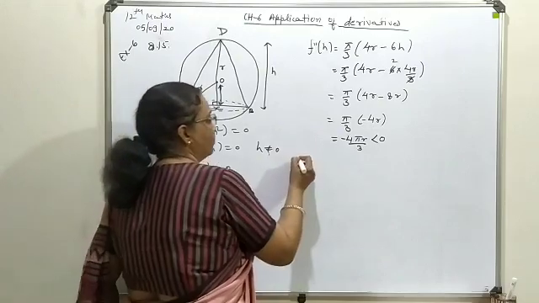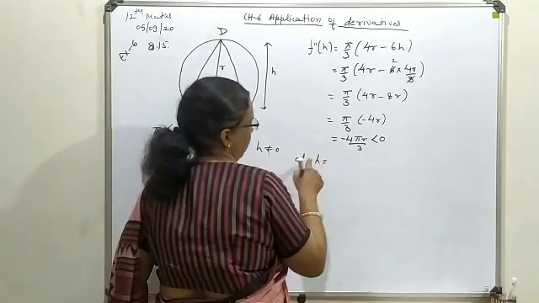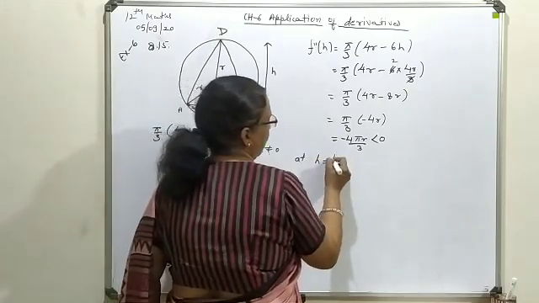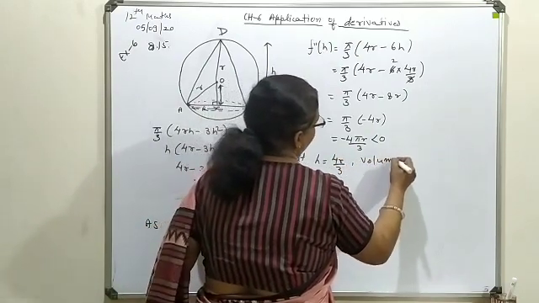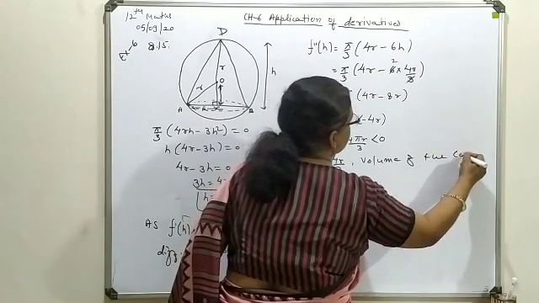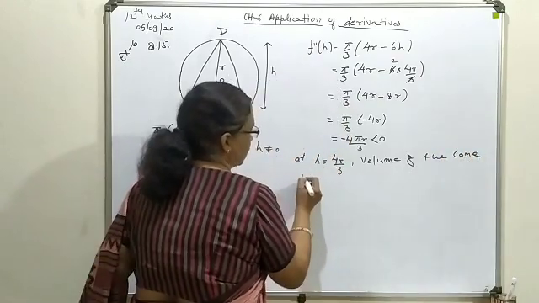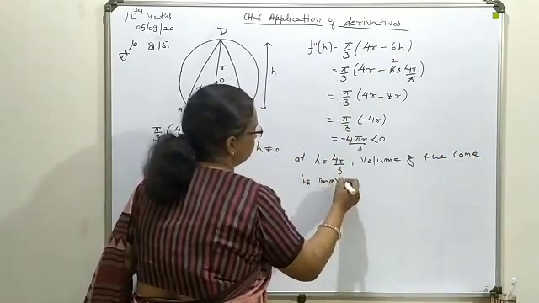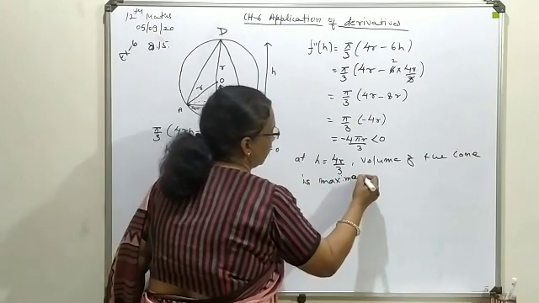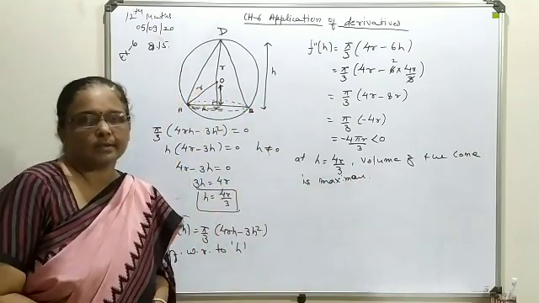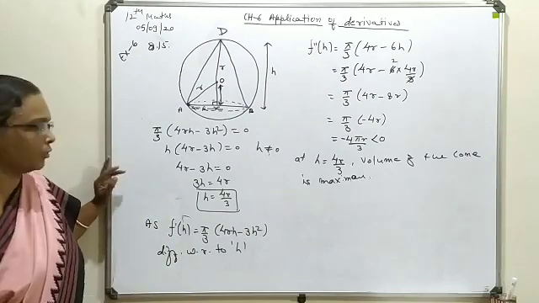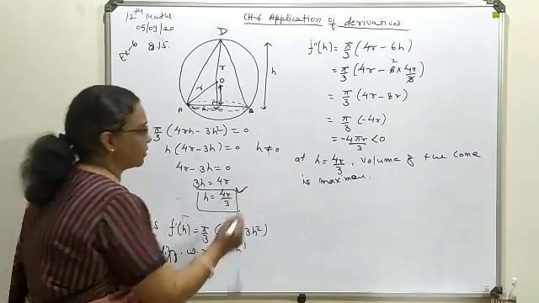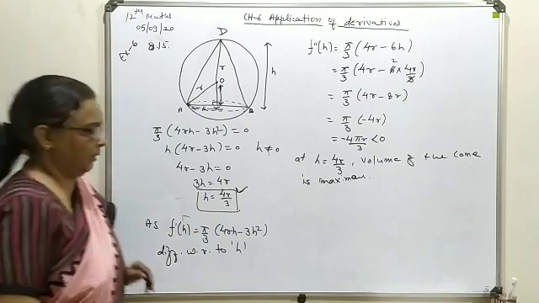So here you can say that at H equal to 4R upon 3, the volume of the cone is maximum, and it was asked in the question. So this is also one of the important questions, because this relation is established here.